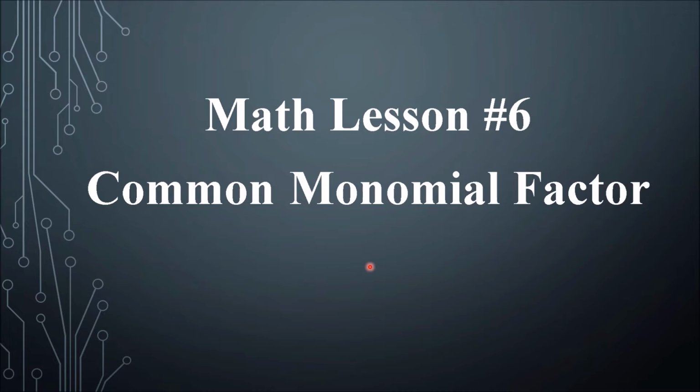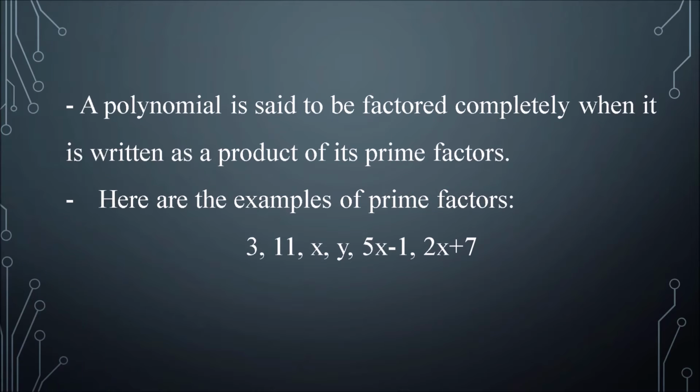Math lesson number 6. Common monomial factor. A polynomial is said to be factored completely when it is written as a product of its prime factors. Now here are the examples of prime factors. We have 3, 11, x, y, 5x minus 1, and 2x plus 7.